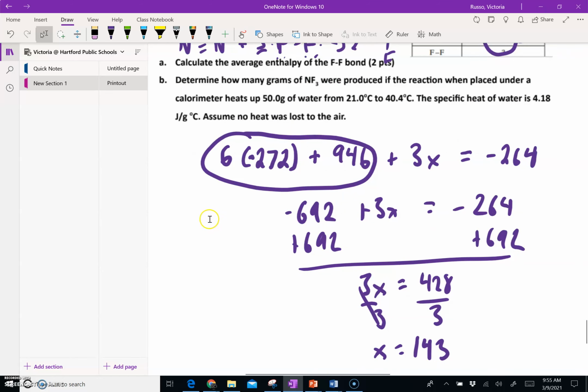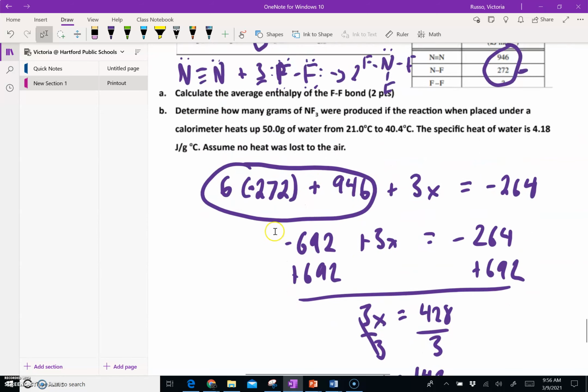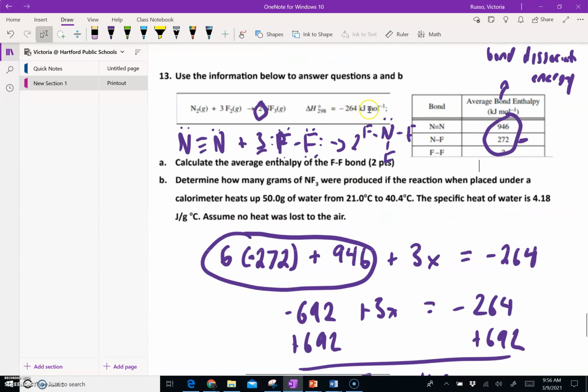Now B says, determine how many grams of NF3 were produced if this reaction was placed under a calorimeter that heats up 50 grams of water from 21.0 to 40.4, and it tells you the specific heat of water. If you want, pause the video and write this down, but I am now going to erase this because I only really need this value now.